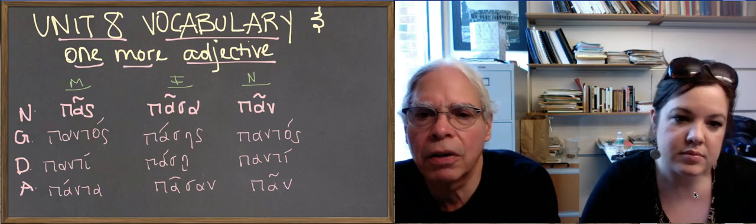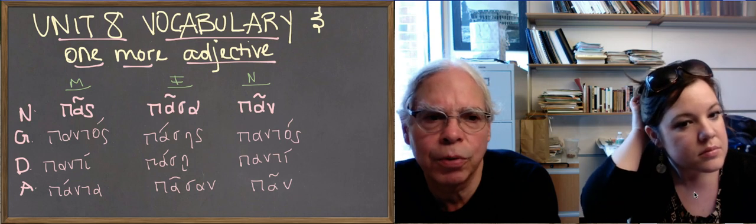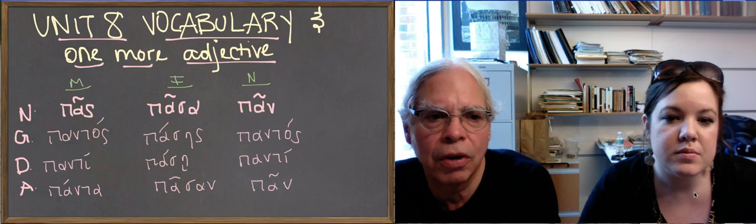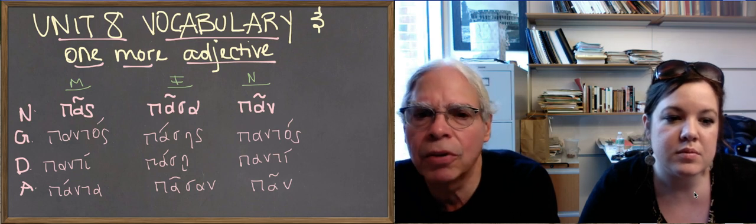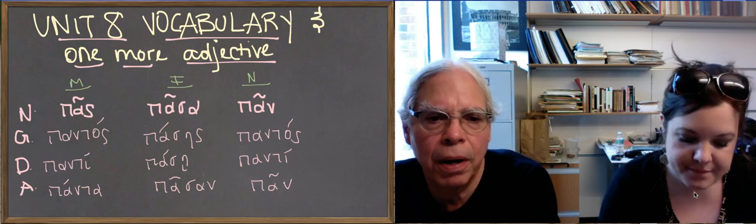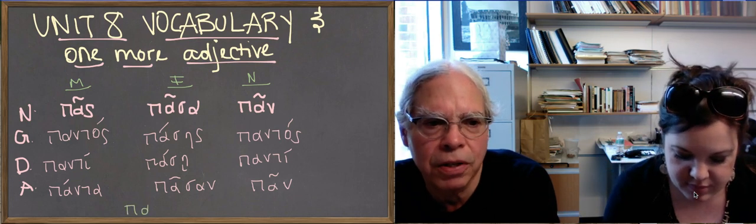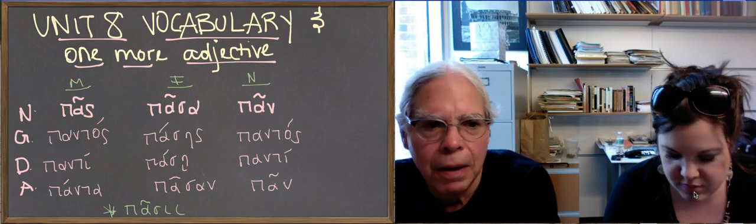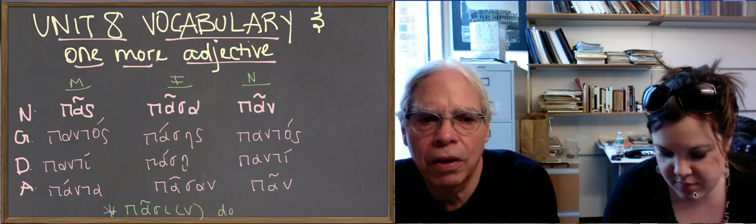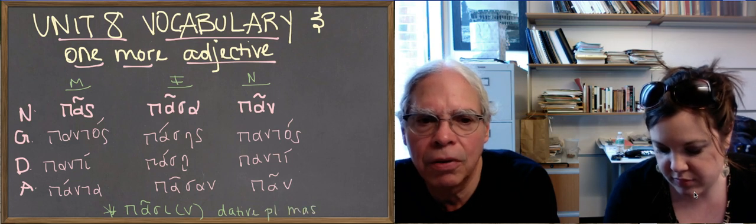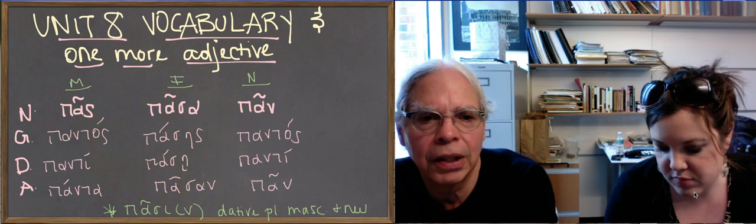This is exactly like the aorist active participles, lusas, lusasa, lusan, lusantos, lusases, lusantos. The dative plural masculine and neuter is lusasi, so the dative plural of pās, pāsa, pan in the masculine and neuter is pāsi, okay, with the optional movable nu at the end, okay? So these forms are not challenging. You've already learned adjectives of this type by learning the aorist active participles, okay?